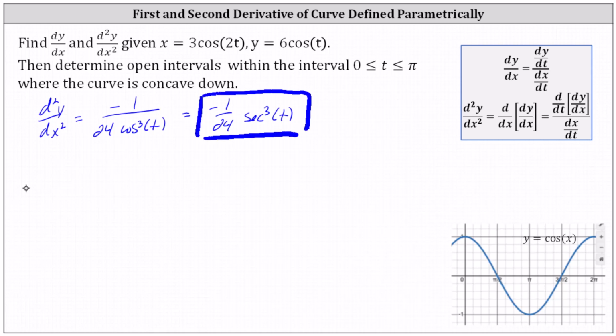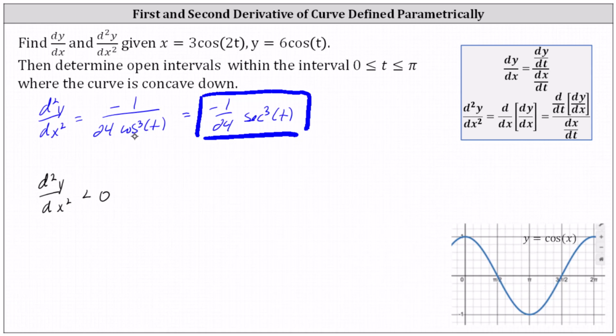And now for the last part of the question, we want to determine the open intervals within the closed interval from 0 to pi, where the curve is concave down. Recall the curve will be concave down when the second derivative of y with respect to x is negative, or less than 0. Looking at the second derivative, where we have the cosine function, notice this quotient is going to be negative where the cosine function value is positive.